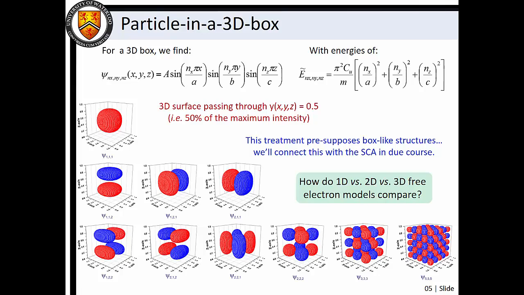Nevertheless, it is useful to compare the predictions of free electron theory in one-dimensional, two-dimensional, and three-dimensional boxes, since this will reveal important insights as to how size and shape can affect electronic structure.